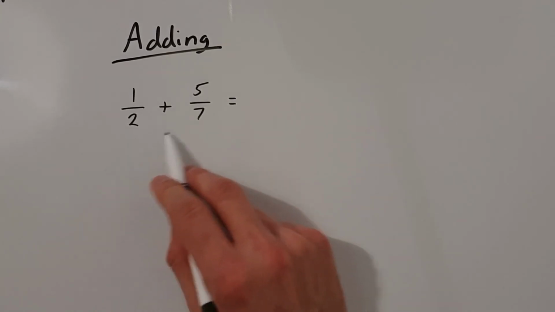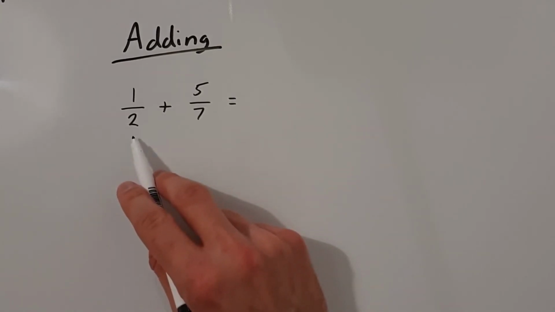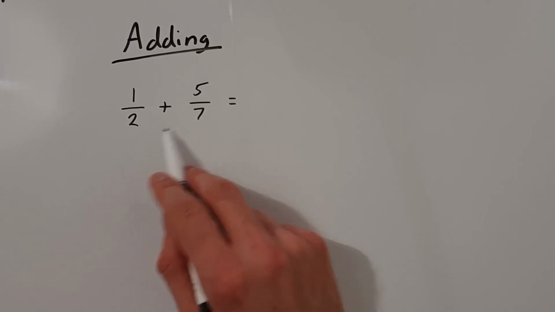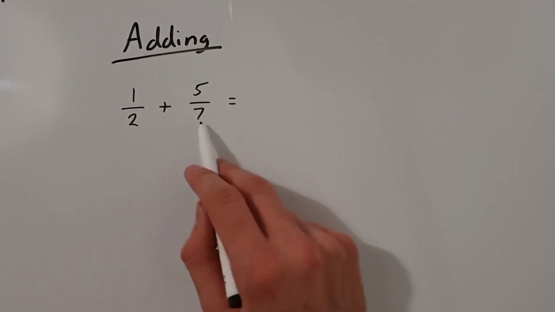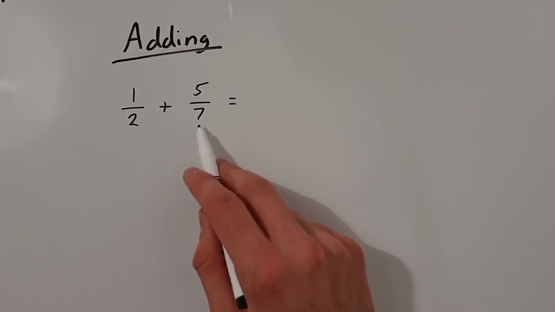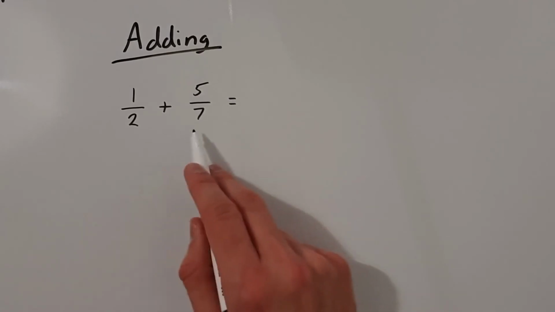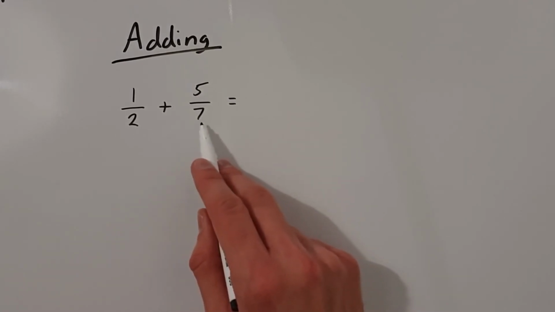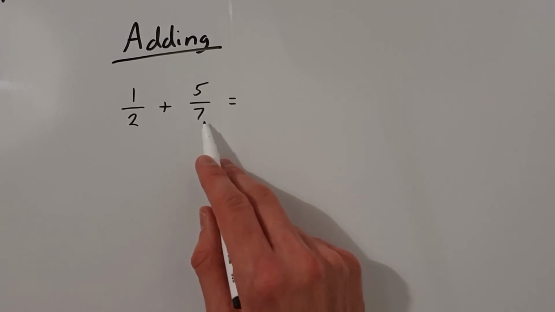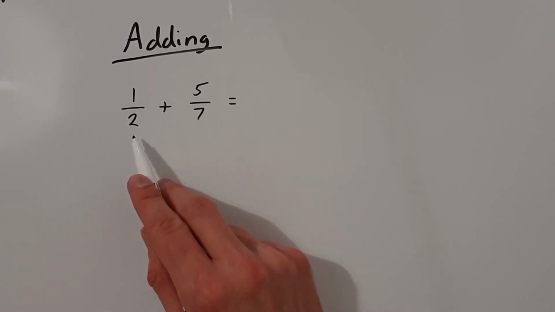So what we must do is find a common multiple between our denominators, in this case 2 and 7. So we must find a common multiple of 2 and 7, a number which both 2 and 7 will multiply into. So if you think about this really quickly, we've got 2 and 7. If we doubled 7 to 14, that is an even number, so that means that 2 will go into it.